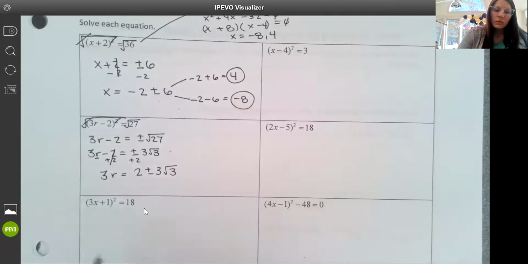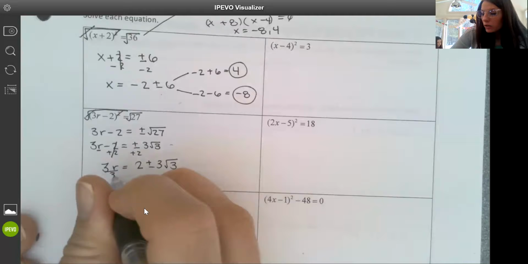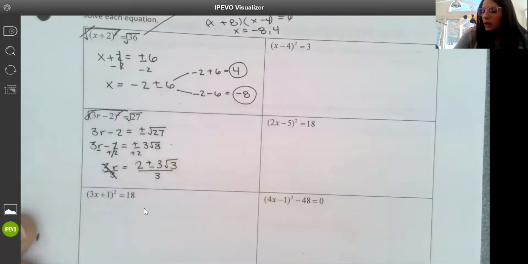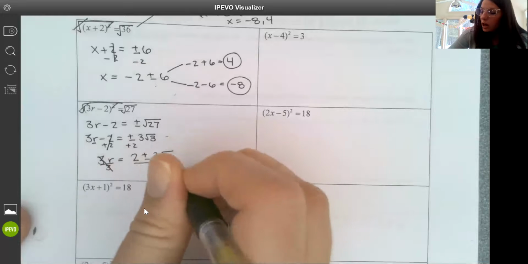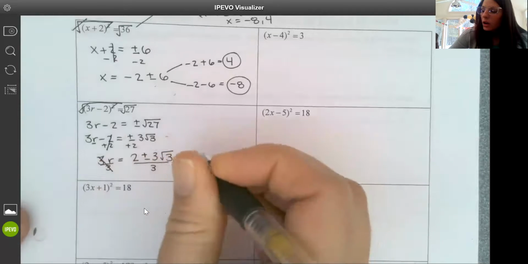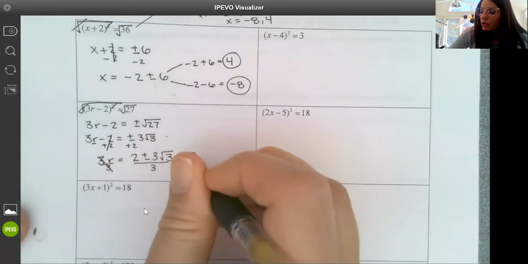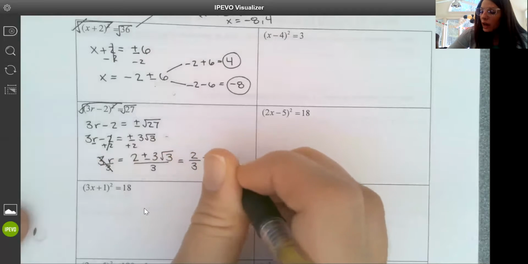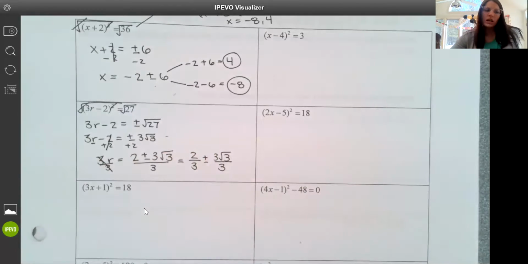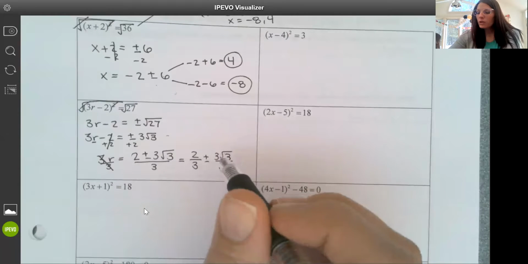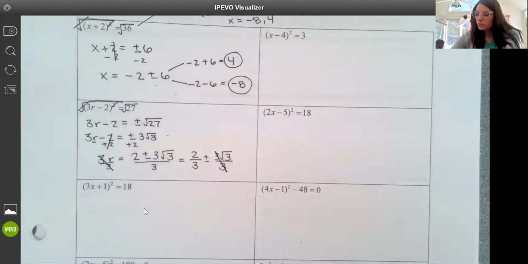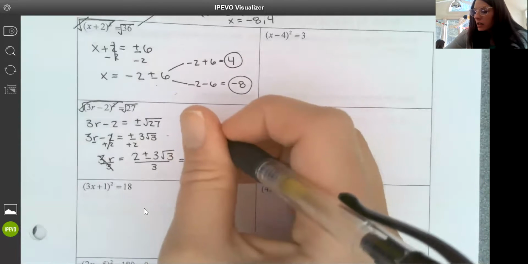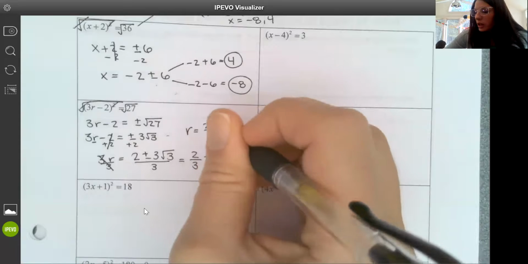I still haven't isolated my variable. I need to divide by 3 to get r by itself. And now I have r equals, I could leave it here, or I can break it apart as 2/3 plus or minus 3 rad 3 over 3. The benefit of breaking it apart is we can reduce where possible. So 2/3 I can't reduce, but 3 over 3 just cancels out. This gives me 1.